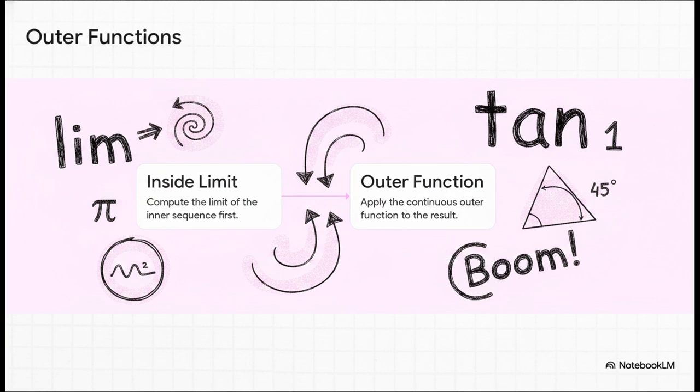Step 1, isolate and compute the limit of that inside sequence. In our case, the limit of (2n - pi)/(1 + 8n) simplifies really nicely to pi/4. Then step 2, you just apply the outer continuous tangent function to that result. Tangent of pi/4 equals 1. Boom, problem solved, just like that.